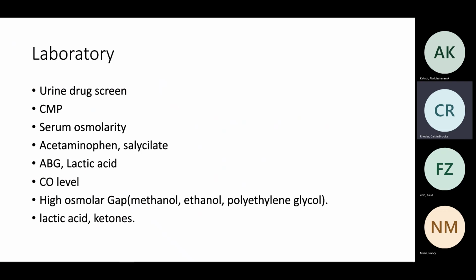So for labs, usually do a urine drug screen, you do a CMP, look for any transaminitis, you look at kidney function, and serum osmolarity. It's important to see the osmolar gap too. You check for acetaminophen and salicylate if you have suspicion. ABG, see if there is any hypoxia, hypercapnia, and lactic acid level. CO level if you're suspecting CO poisoning, and as I mentioned, the osmolar gap is very important, especially if patients came early, within a few hours after the drug overdose, and lactic acid and ketones.